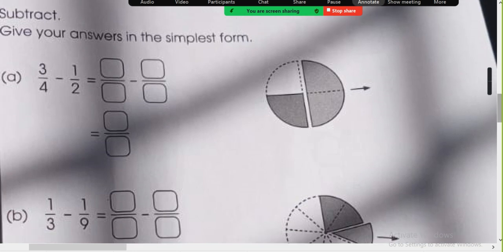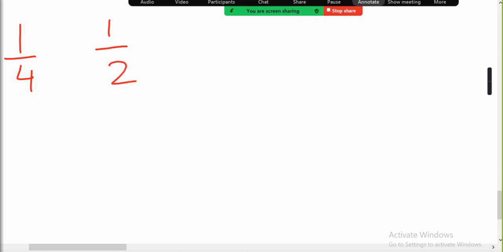Okay, and one more thing, while introducing fractions, we can help our kids to learn counting in quarters. 1 by 4, 1 half, 3 by 4, and then 1 whole.